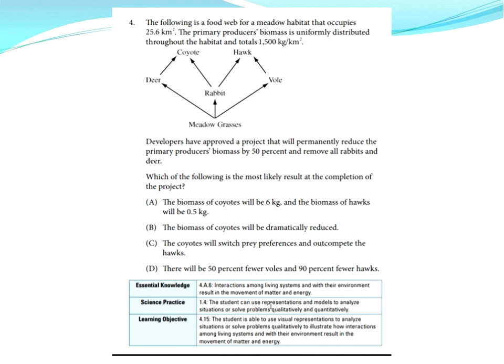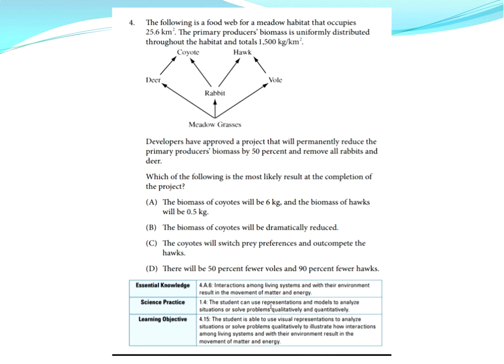When it starts talking about 6 kilograms and the biomass of the hawks, the 0.5, all of those like A and D, there will be 50% fewer voles and 90%, we don't have enough information to be able to answer in one of those ways or the other. So that's why those cannot be, okay?